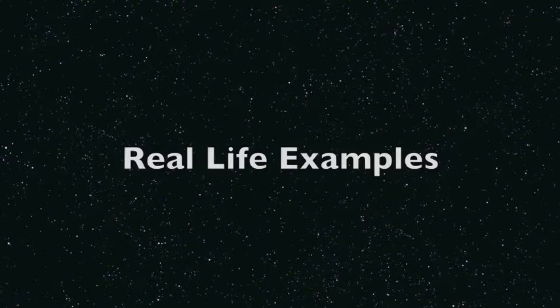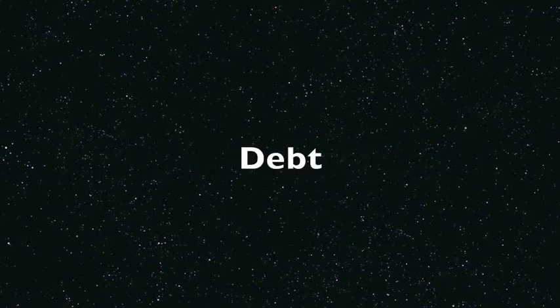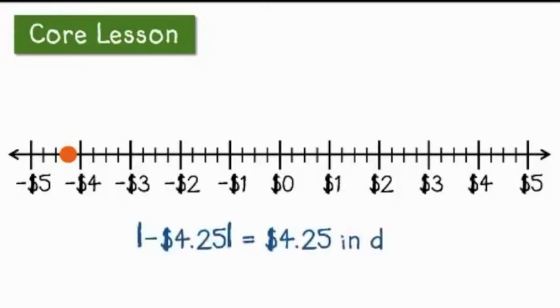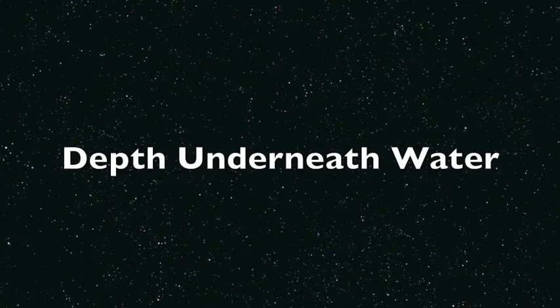Let's take a look at some real-life examples. First off is debt. In this example, let's say we have a total balance of -$4.25. This means that we're $4.25 in debt. So if we're asked the absolute value of our account, we will always give the answer in amount of debt. So in this example, we're $4.25 away from having zero debt at all.